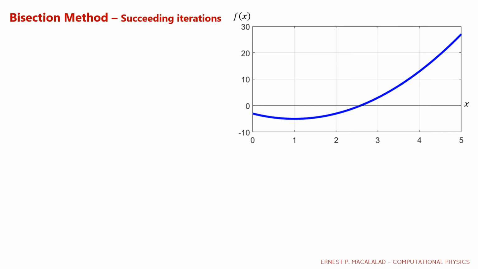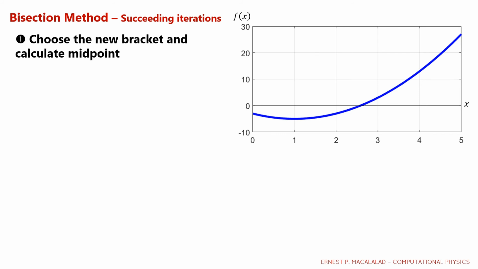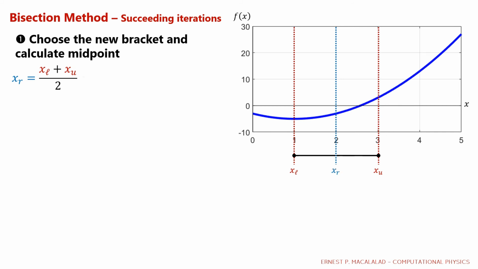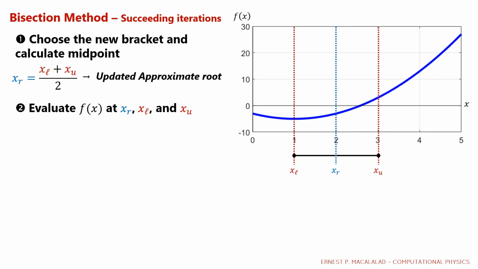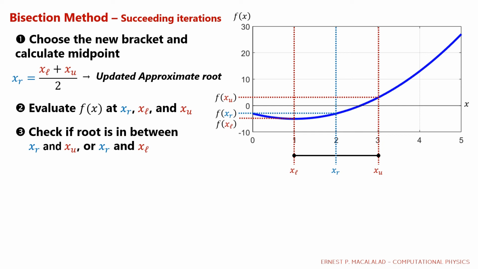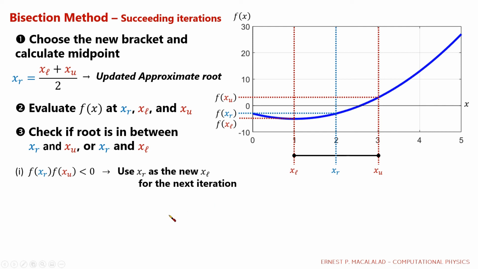Now, for the succeeding iterations, we choose the new bracket found in the first iteration, and then we calculate the midpoint. This new midpoint, xr, is our updated approximate root. Then, as I mentioned before, we evaluate the value of the function at these 3 points, and check if the root is between xr and xu or xr and xl. You will notice that the product of f(xr) and f(xu) is less than 0, so we're going to use xr for our new iteration.